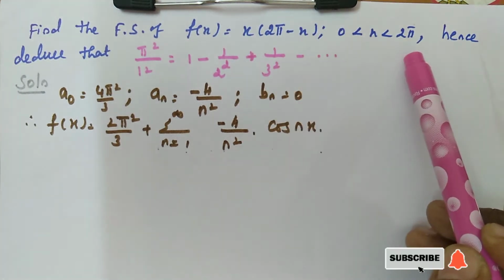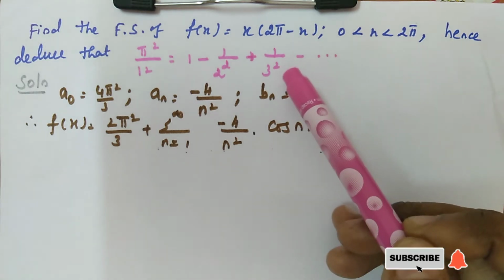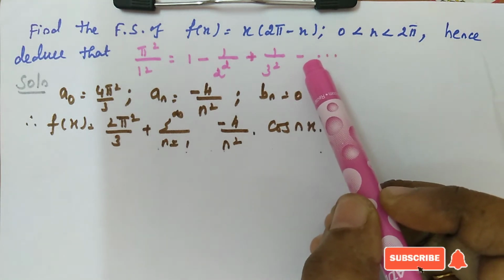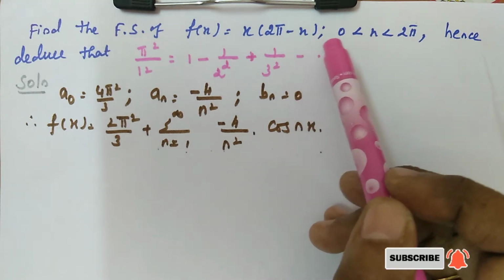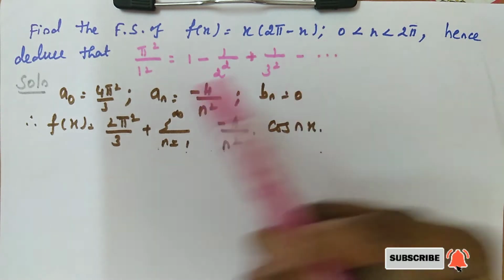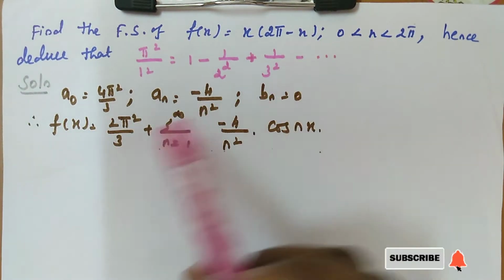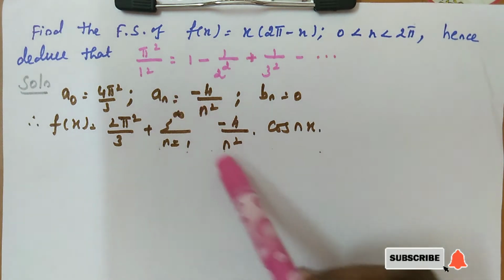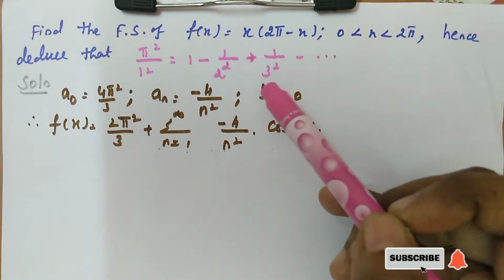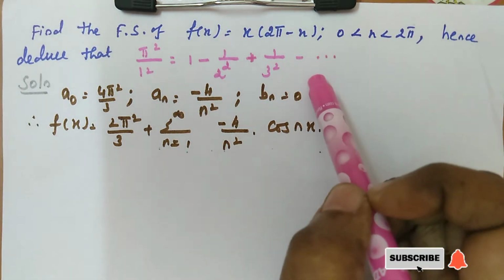The same question already we have done in the previous video. So that video link is given in the description box. You can refer that. Because of that only I have written the A0, AN, BN and the required Fourier series, all the answers directly. So here we are concentrating only on the deduction part.